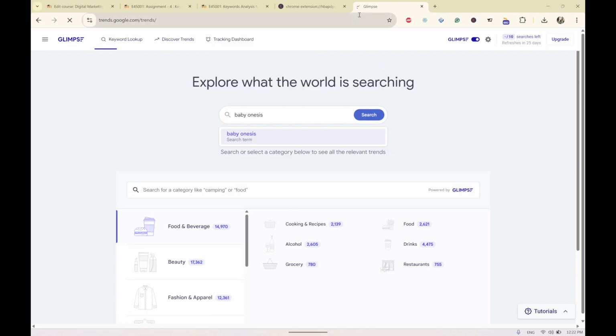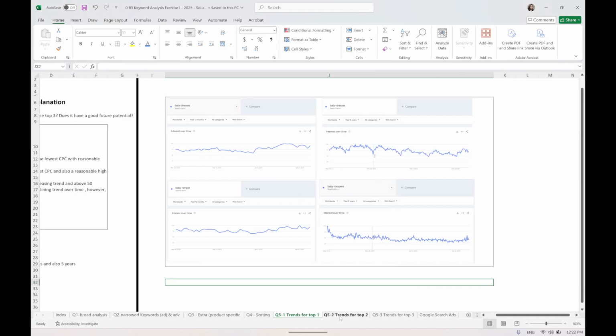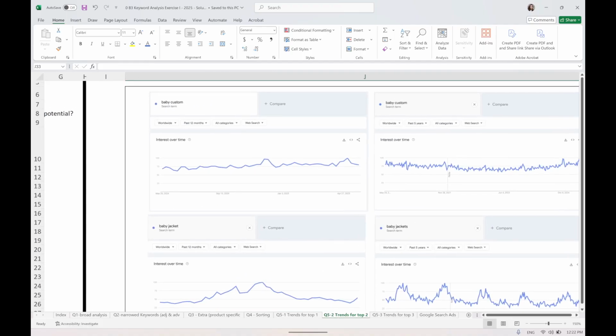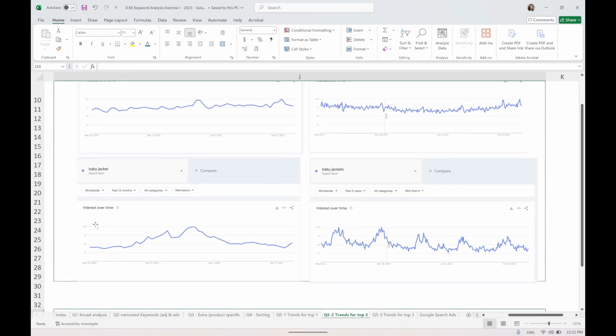Okay, something is up here. I'm going to go back again later. So this is the second keyword, baby costume. For example, I think costume is written wrong. Something is wrong with the spelling. And a baby jacket.